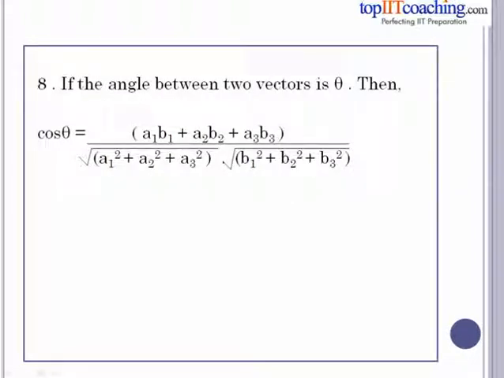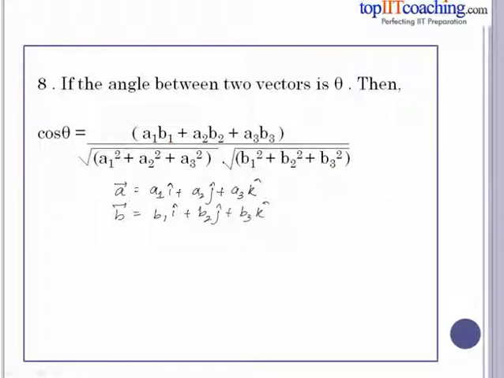Now if the angle between two vectors is theta, then cos theta would be equal to A1 B1 plus A2 B2 plus A3 B3 divided by under root of A1 square plus A2 square plus A3 square into under root of B1 square plus B2 square plus B3 square. Now why is this so? If you write A equal to A1 i cap plus A2 j cap plus A3 k cap, and similarly if you write vector B as equal to B1 i cap plus B2 j cap plus B3 k cap.